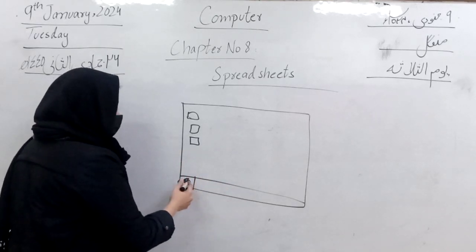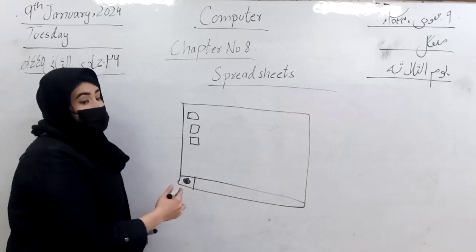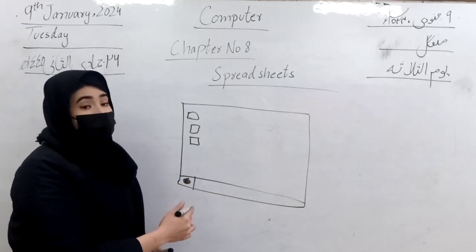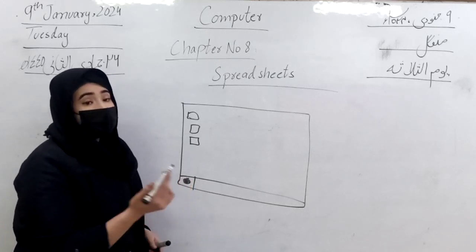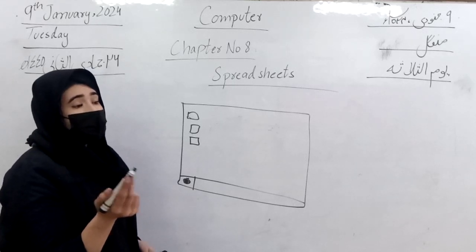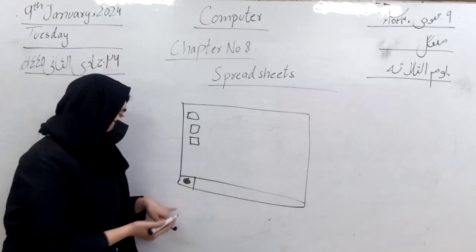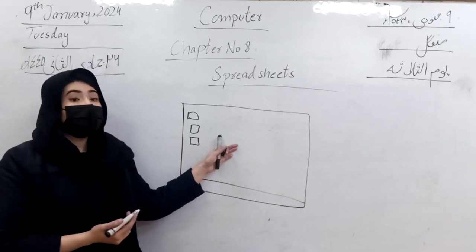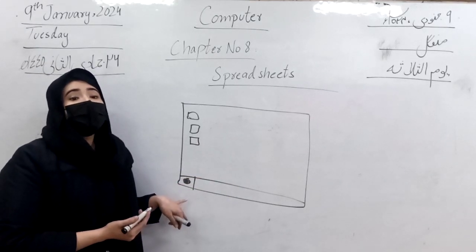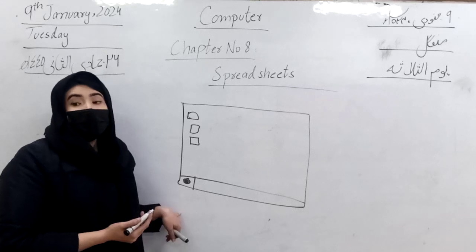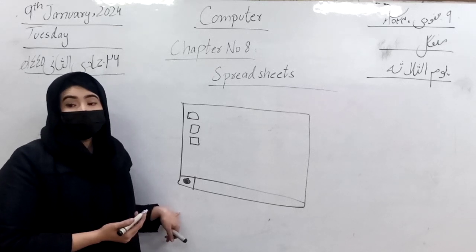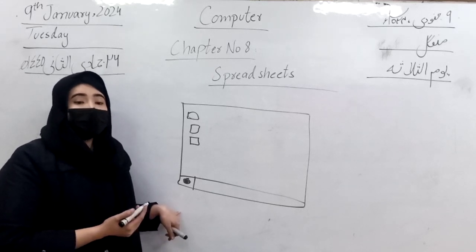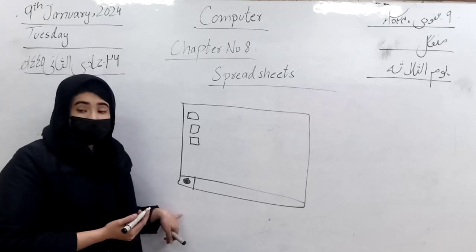Then when you open the spreadsheet software by using the steps which we learned in the previous lesson, firstly you have to open your desktop. This is your desktop. Then you have to click on the start menu. Good. Then what's the next step? Yes, very good. Click on the All Programs option.